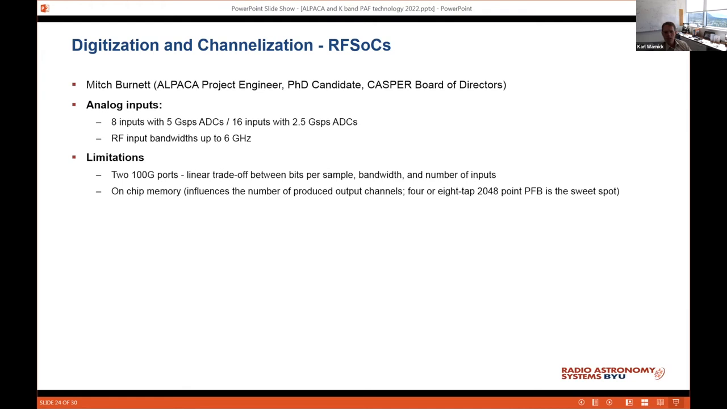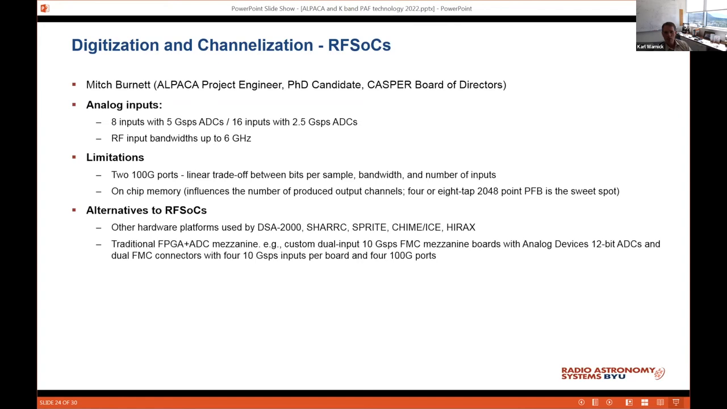There's basically a linear trade-off between the bit resolution, bandwidth, and the number of analog inputs. On-chip memory is also a challenge that limits the number of coarse channel polyphase filter bank outputs we can have. There are, of course, alternatives to RF SoCs. In one of those we saw in Kevin's presentation, some of the newer array-based instruments being developed around the world use custom hardware platforms. FPGAs can really do more than just the channelization, as I'll show in a later slide.